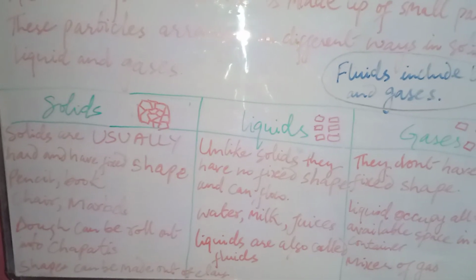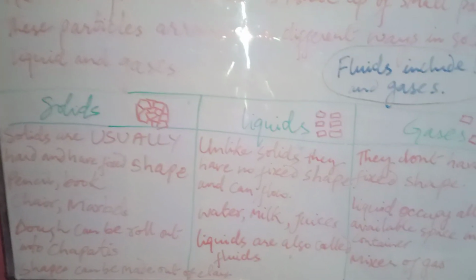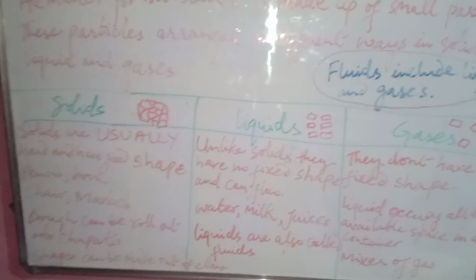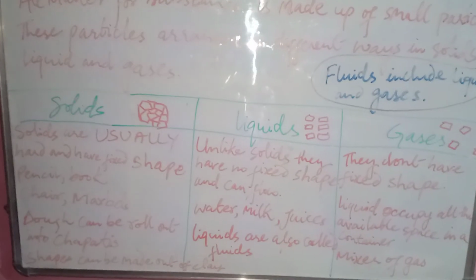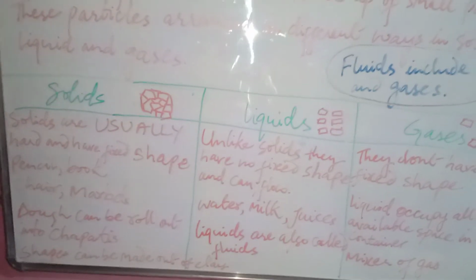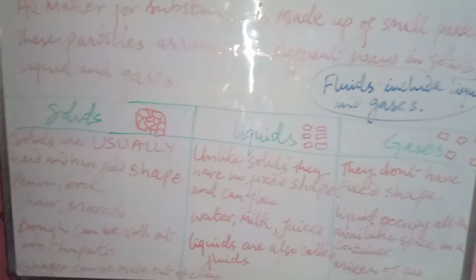If you can see, I have written "usually" with a capital letter, because solids don't always have a fixed shape. For example, the dough of any flour or atta can be rolled out and made into chapatis.